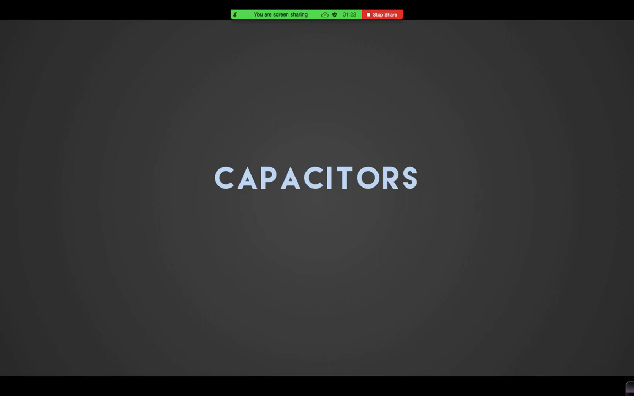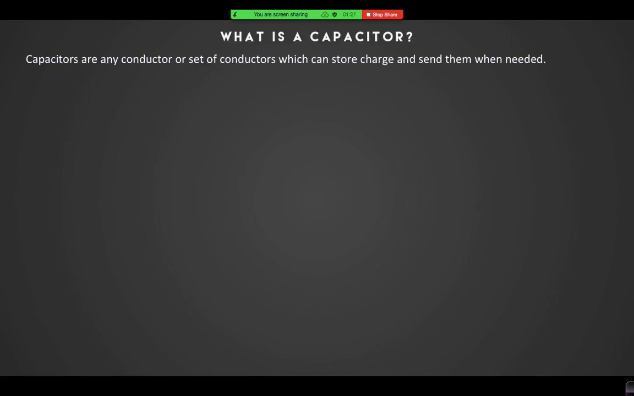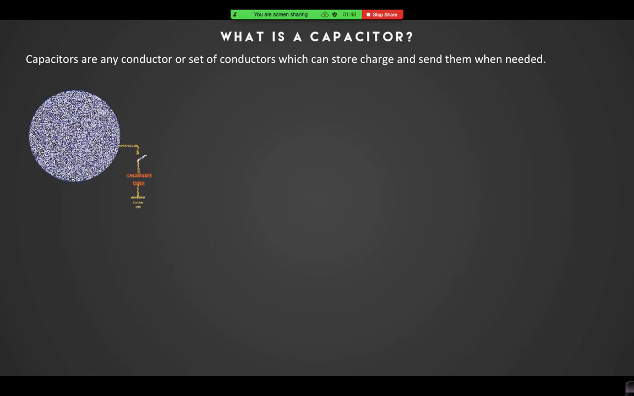We have discussed briefly about capacitors. We have seen that capacitors are any conductor or set of conductors which can store charges, and we can also use that charge when it is needed. There are several capacitor arrangements: parallel plates, spherical, cylindrical, different sets of conductors. They can be used as a capacitor.